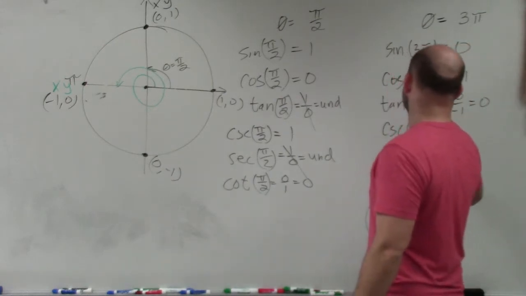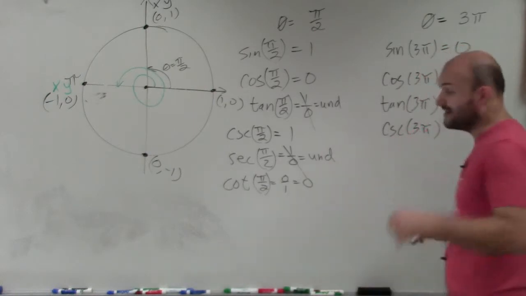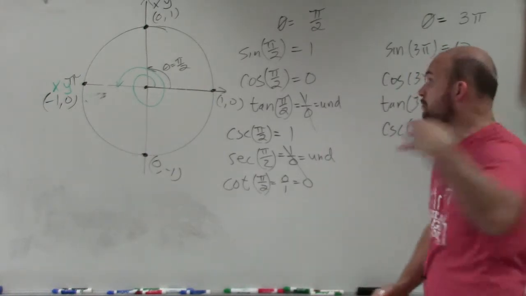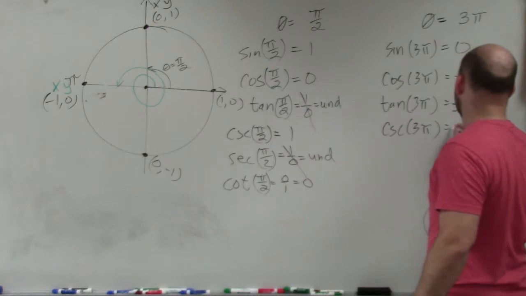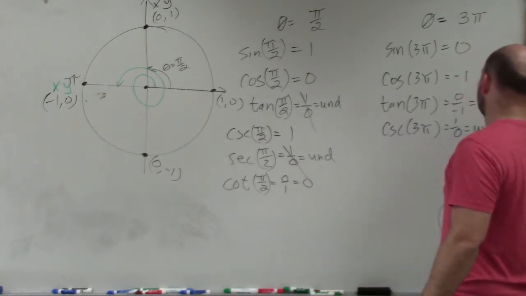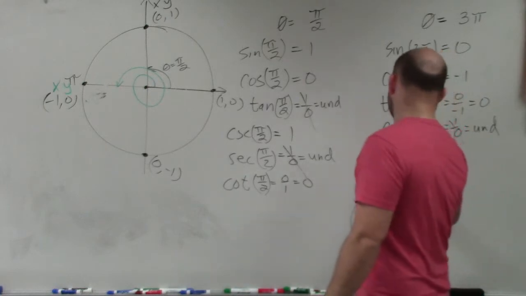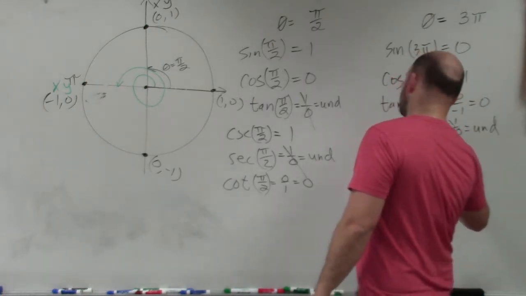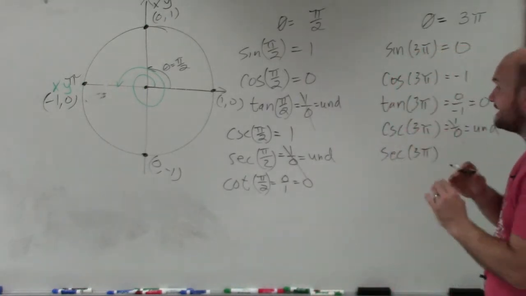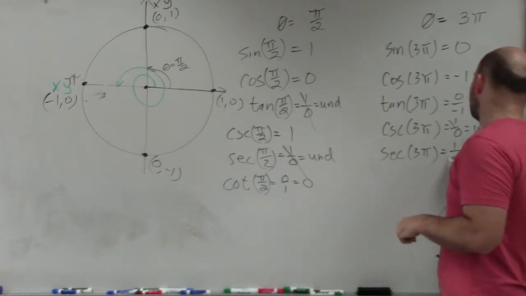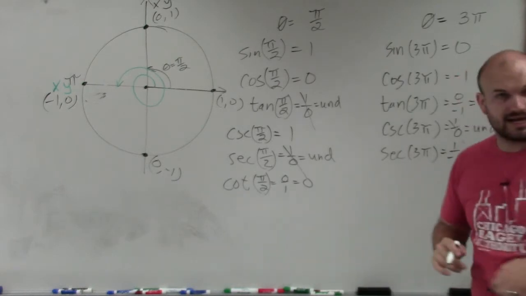My cosecant of 3 pi, again, is the reciprocal, so that's going to be 1 over y. So 1 over 0, well, we know we cannot have that. So that is undefined. You cannot divide by 0. Then we have our secant of 3 pi. That's going to be 1 over x, so that's going to be 1 over -1, which is just equal to -1.